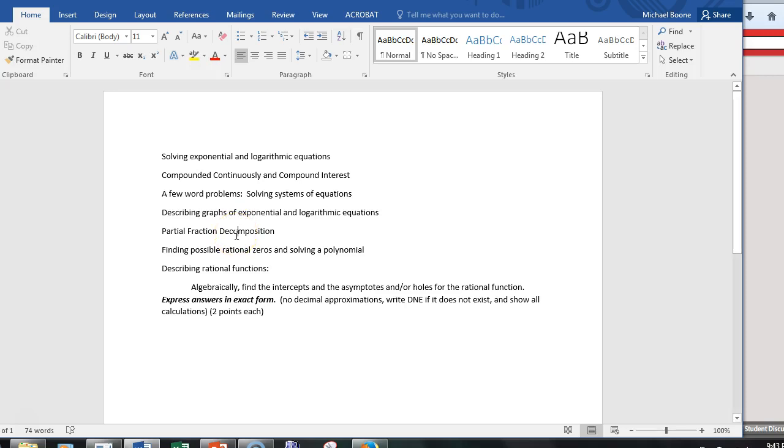Partial fraction decomposition, this is a skill that you'll use in a calculus class later on. But, you know, nothing too crazy with the partial fraction, but maybe one partial fraction decomposition.